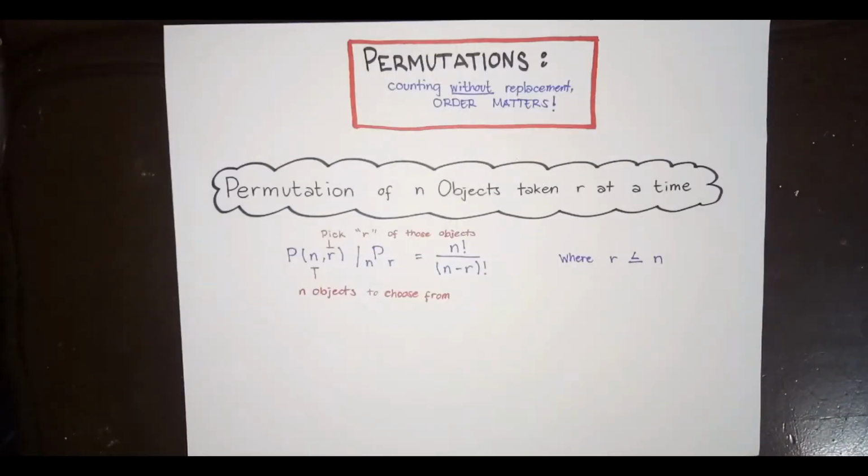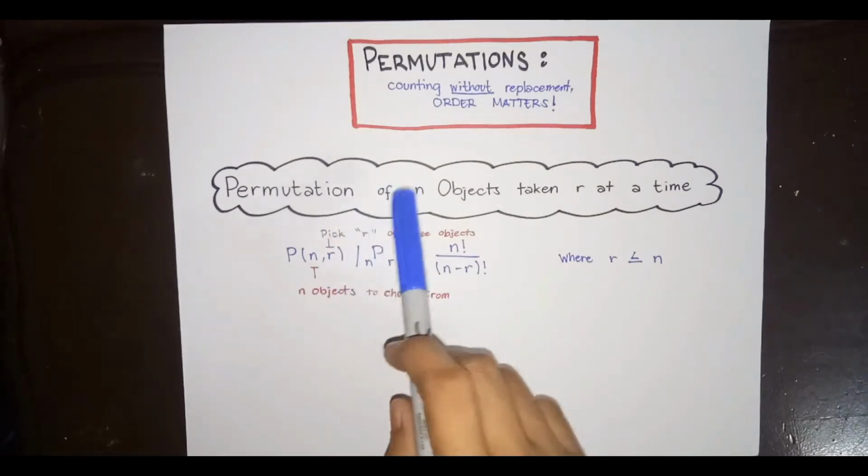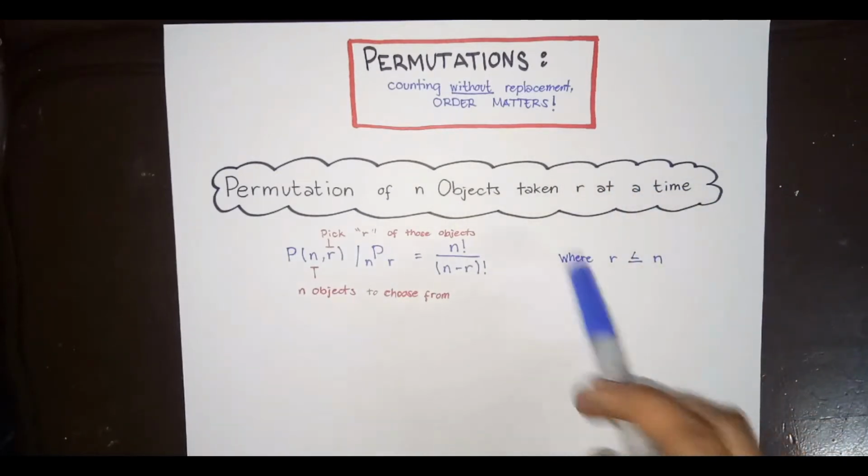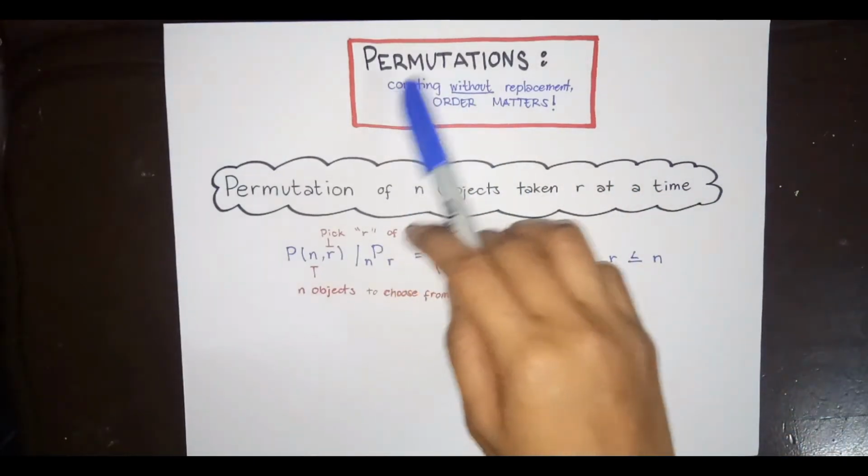Hey everyone, I'm Faye, and today we're going to be talking about permutation of n objects taken r at a time. So, what is permutation?